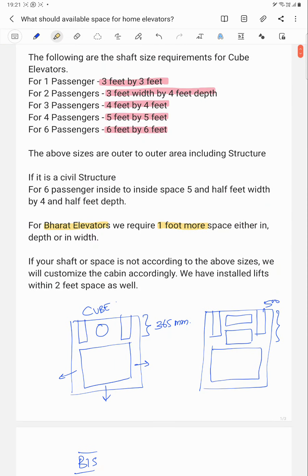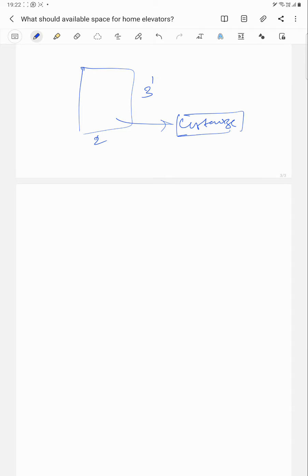Apart from these standard sizes we have mentioned here, even if the shaft is very small, suppose it is 2 feet by 3 feet, we can always customize the elevator. If we come to know the available space inside the building, then we can let you know what would be the final cabin size.